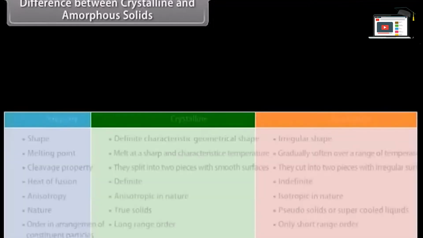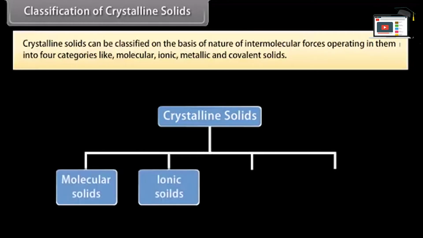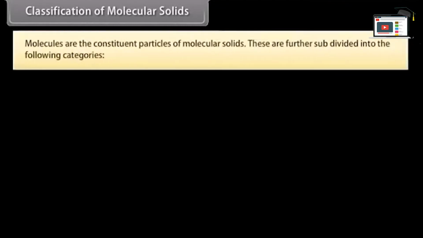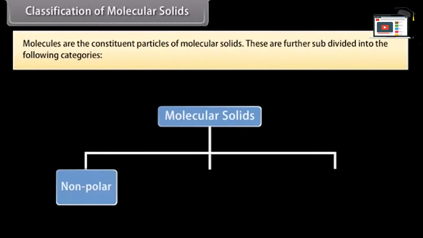Difference between crystalline and amorphous solids. Classification of crystalline solids. Crystalline solids can be classified on the basis of nature of intermolecular forces operating in them into four categories: molecular, ionic, metallic, and covalent solids. Classification of molecular solids. Molecules are the constituent particles of molecular solids. These are further subdivided into the following categories.